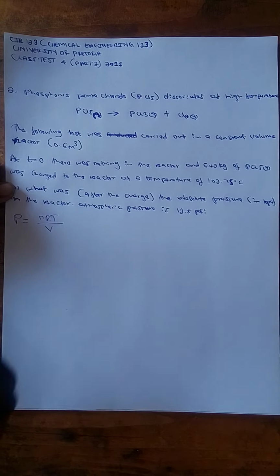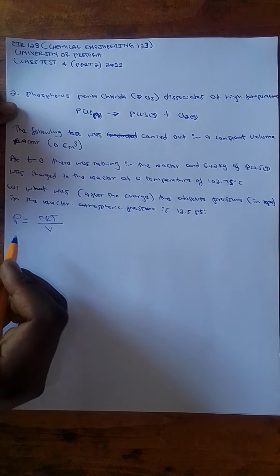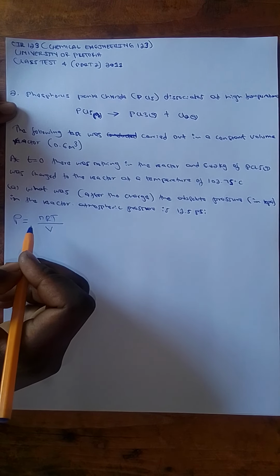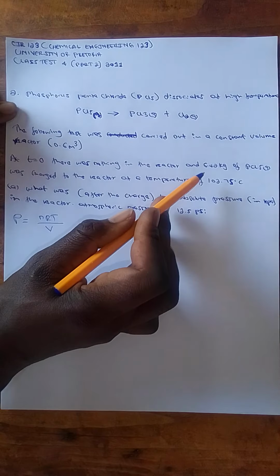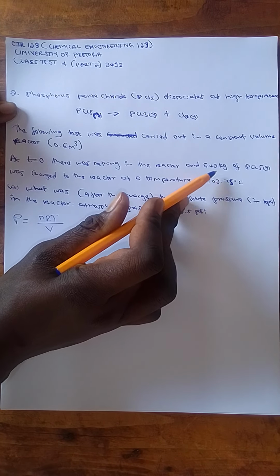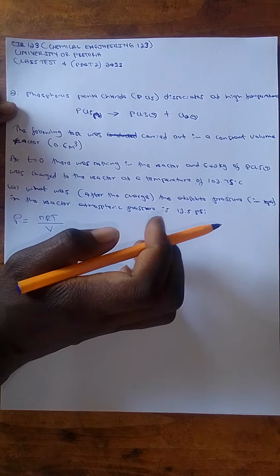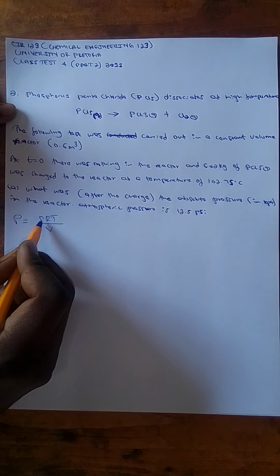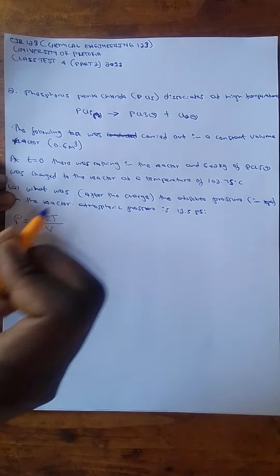So according to this equation, we realize that if we're going to calculate the absolute pressure, we're going to need the number of moles. And it shouldn't be difficult because we have already been told that there's 5.42 kilograms of PCl5. So for us to be able to continue further in using this equation, we need to calculate the number of moles of PCl5 at those conditions.